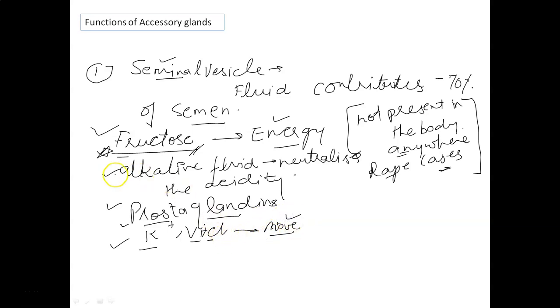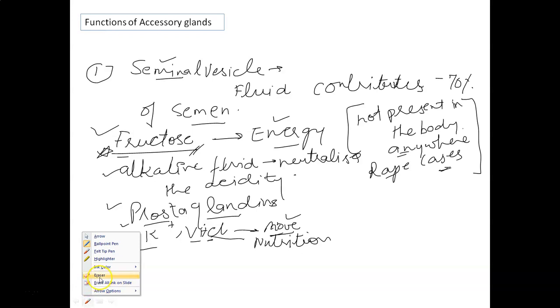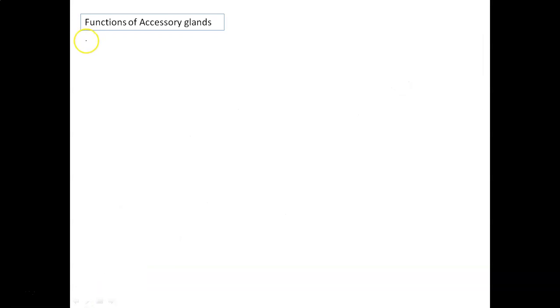Help in movement. So all these: fructose, alkaline fluid, prostaglandins, potassium, vitamin C, are present in the fluid which is secreted by the seminal vesicle. It also provides movement, and you can write here nourishment also, so nutrition also. So that's all for the seminal vesicle. Now we'll see the function of the second gland. This is the prostate gland.